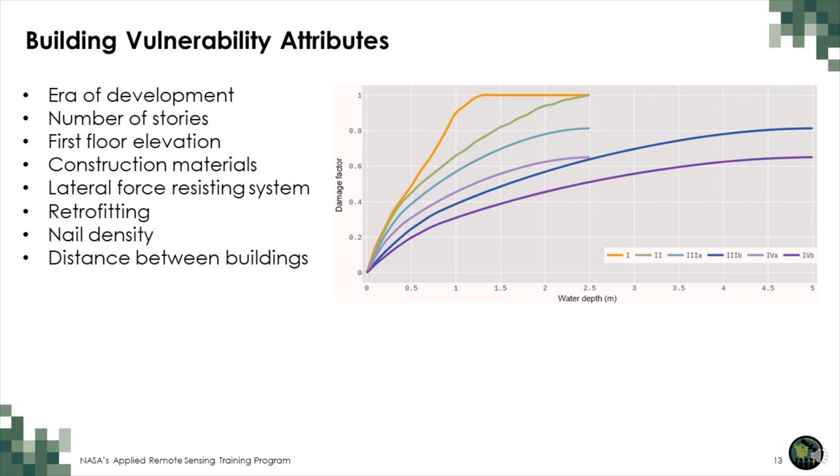Here we just have abstract names, but the one on the top there, you would expect to see more damage, and so it's a less resilient structure than the one on the bottom, the purple, which would have, you know, at 1.5 meters of flooding, an estimate of 40% damage. So these can be extraordinarily rigorous. There's tens of thousands of combinations of them that have been put together to estimate the vulnerability for specific buildings.